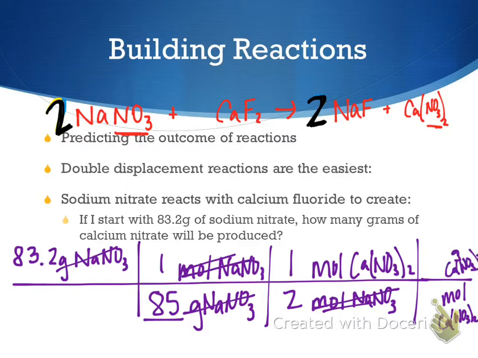Sorry, I'm running out of room here. Moles here gets the 1, and molar mass of calcium nitrate, let's see, 164. Okay. So now I've canceled all my units. I multiply across the whole top, divide by the whole bottom.